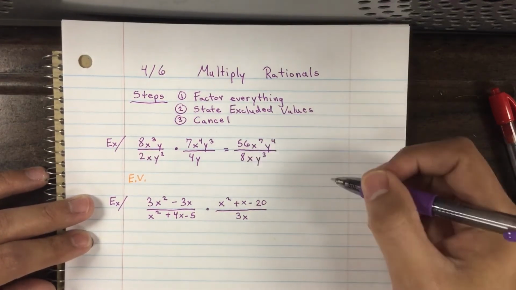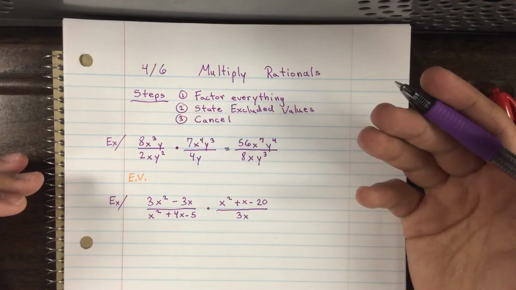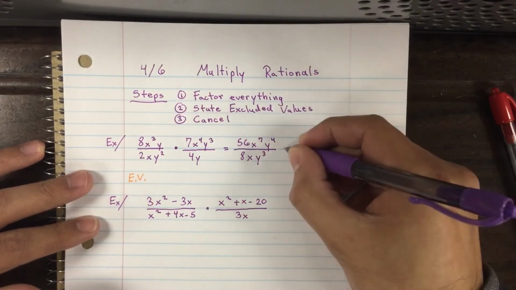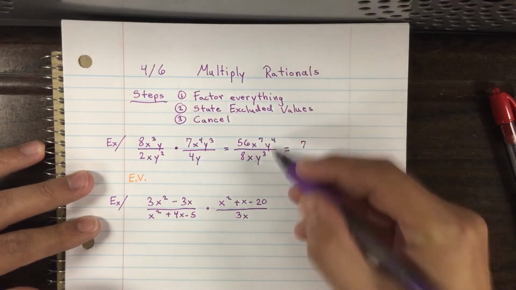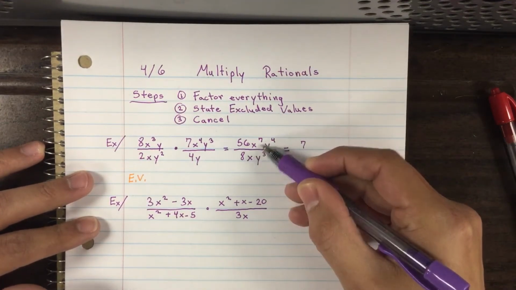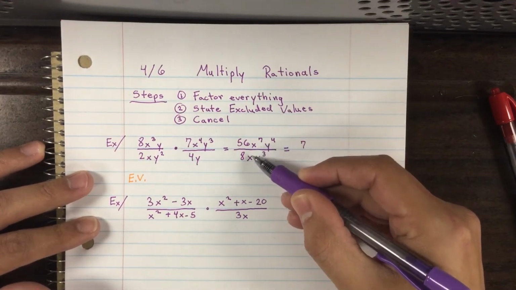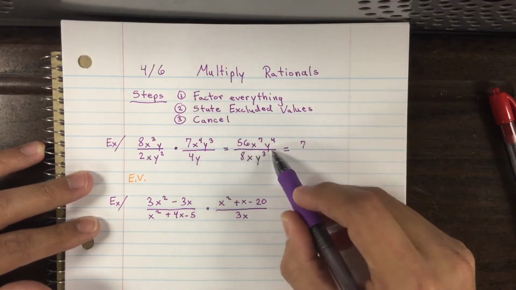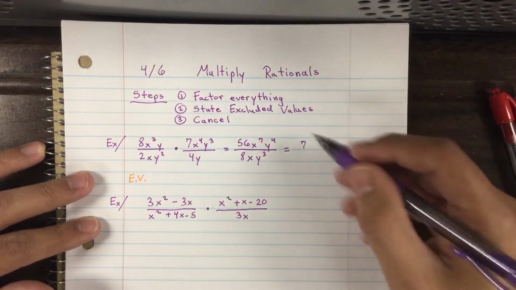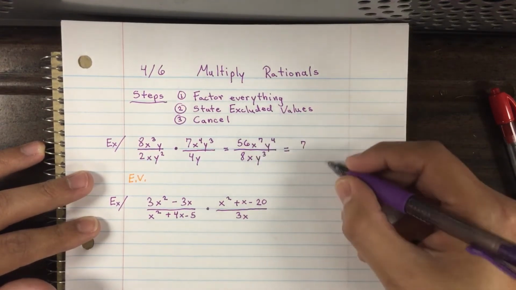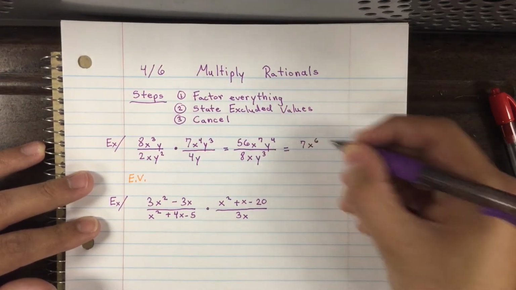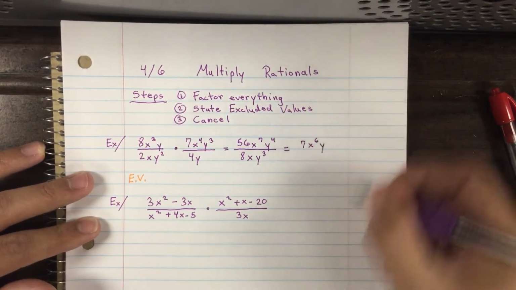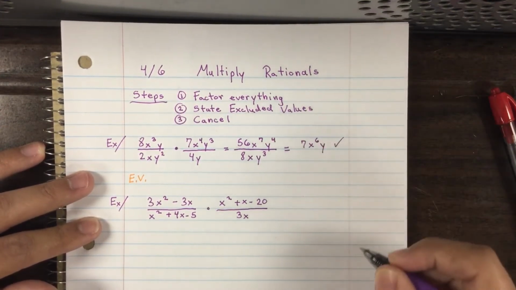So here, this is where you simplify. So just like a normal fraction, 56 over 8 is 7. And then what do we do when we have exponents with fractions? We subtract. Think of the fraction bar as a subtraction sign. So 7 minus 1 would be 6. And then 4 minus 3 would be 1. So that's going to be your answer right there.